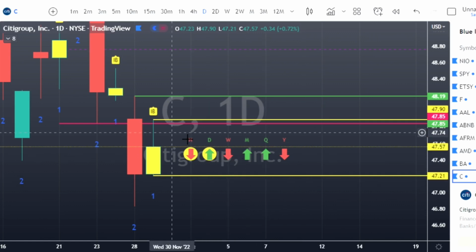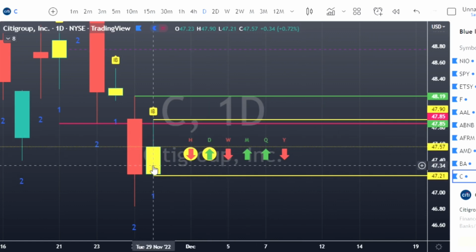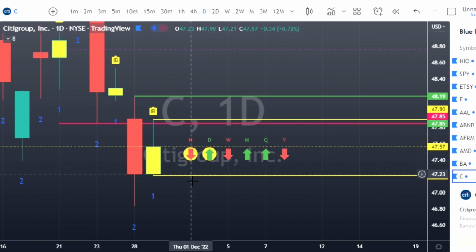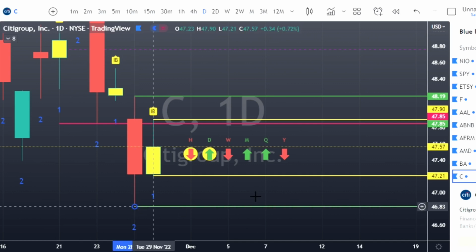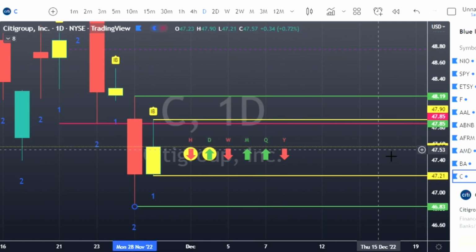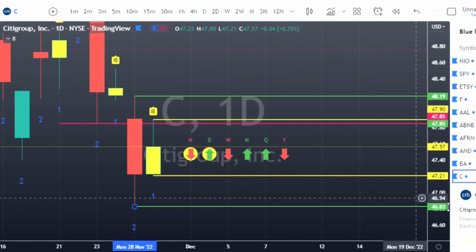Inside bar, Citigroup. Can we call this a shooter candle? I'd like to see the top of this body a little bit lower than that, but it's pretty close. Inside bar, we'll call it a shooter candle. Puts at 47.21. First target marked out at 46.83. And calls at 47.90. First target 48.19.